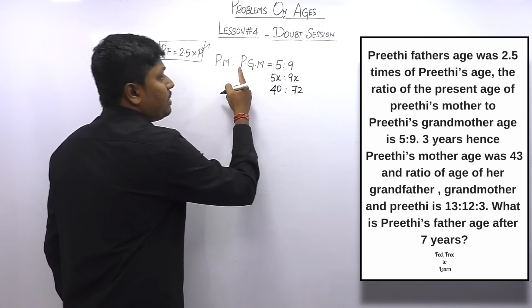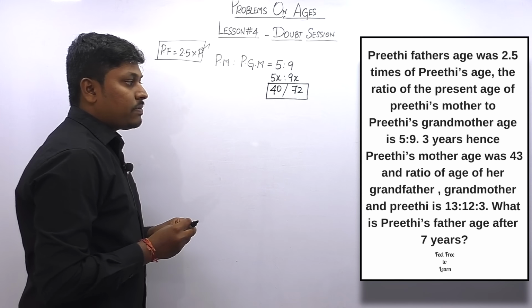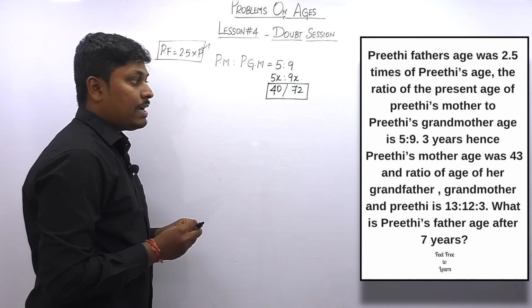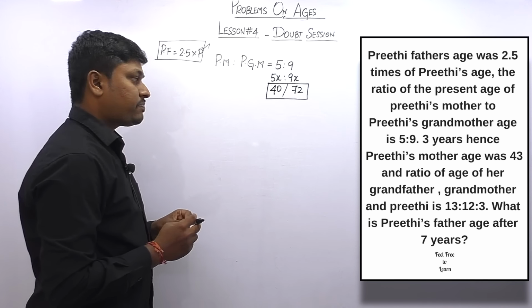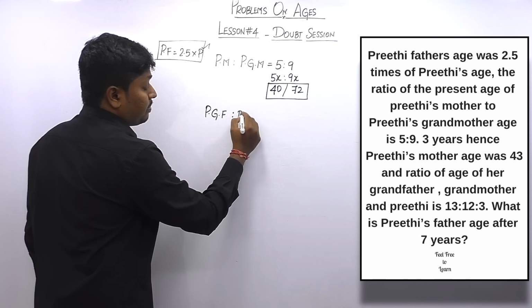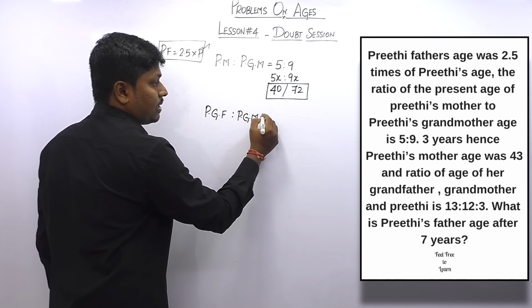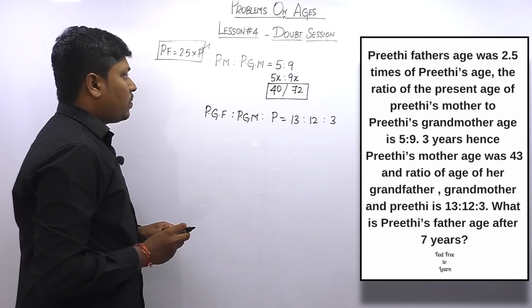Okay. So what is the next step? What is the next data they have given? The ratio of ages of grandfather, grandmother and Preeti is 13:12:3. Okay, so they have given a 3-part ratio, that is grandfather, right? So Preeti's grandfather, next is Preeti's grandmother, and the next is Preeti, right? 13:12:3. So let me do one thing. What is our only target?